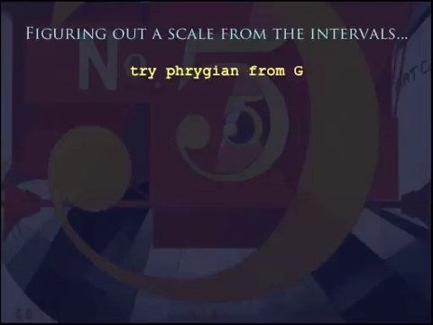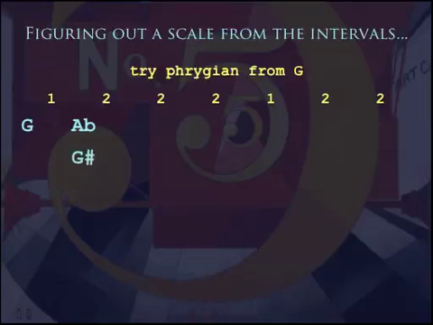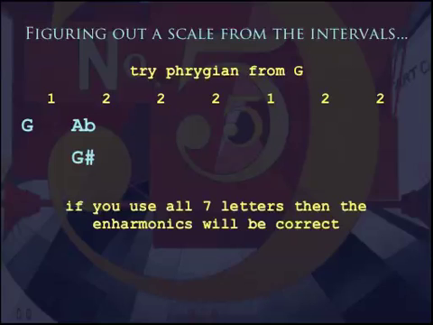So we know that this is the pattern of intervals for the Phrygian scale. And so we start on G, then we go up the interval to the next note. In this case, it's going to be up a semitone, so it's either going to be A flat or G sharp. Which one? Well, if you have to use all the letters, then it means that we need to use the A flat. The G sharp, if we use that one, we'll have two different kinds of G, and then some letter will have to be left out. So in this case, we don't want the G sharp, we want A flat.